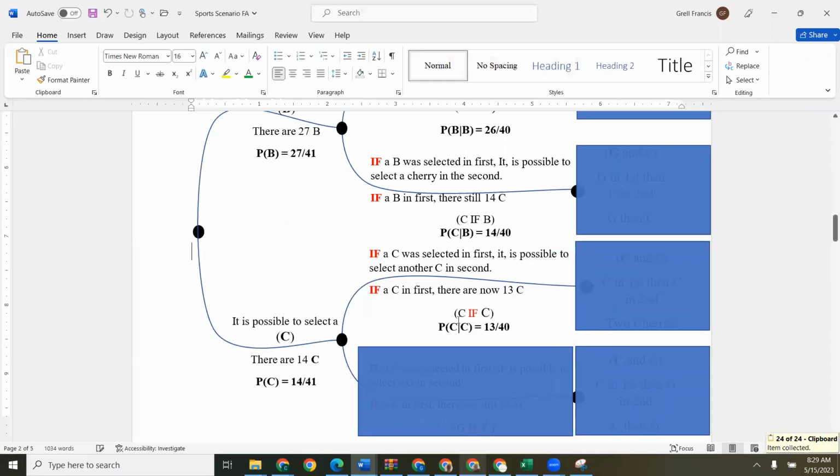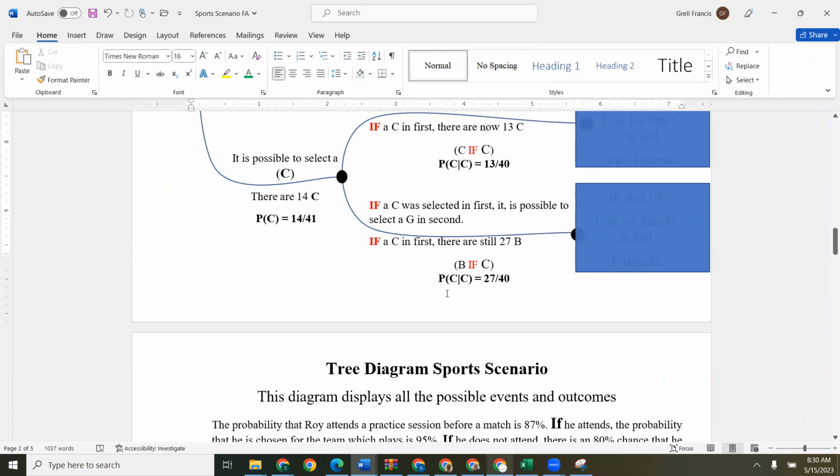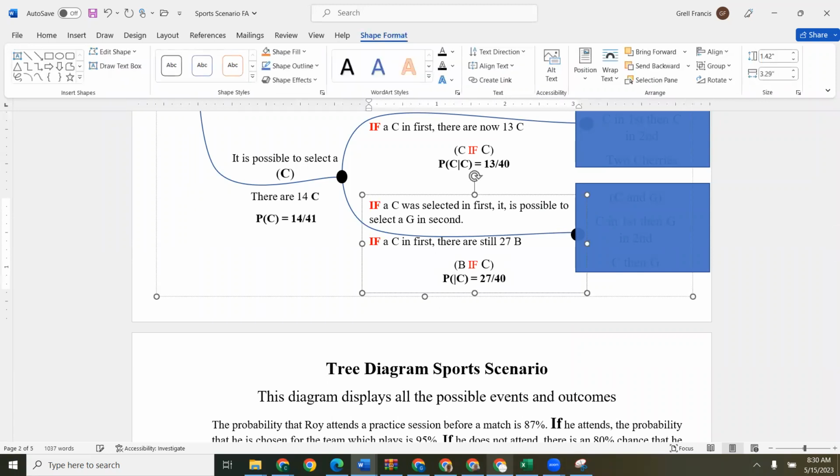So a cherry if cherry, a cherry in the second if it was a cherry in the first, is 13 out of 40. But if she had selected a cherry, it is also possible that she could have selected a berry if it was a cherry. So let's analyze this probability. So therefore now, the probability of selecting a berry in the second, if it was a cherry she selected in the first, berry if cherry, is 27 out of 40.